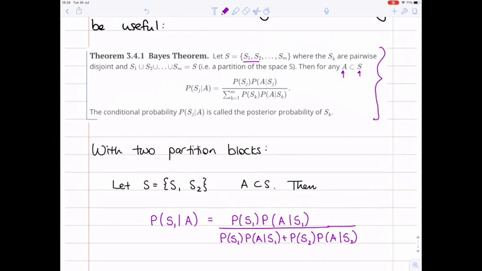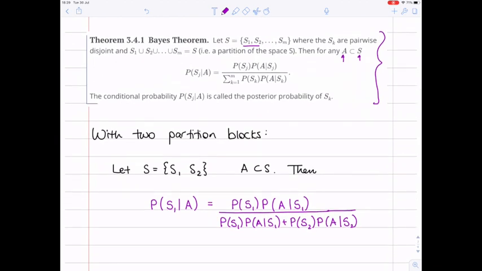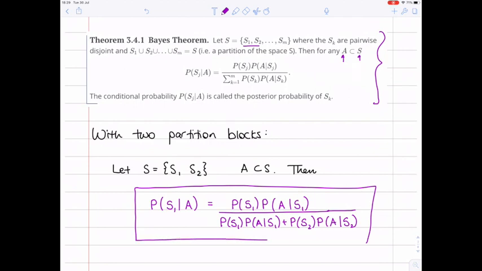So this might all look a little bit complicated. We're not going to do a proof for this, but I recommend that you learn in particular this version. We're unlikely to do a version which has a partition with more blocks than 2.